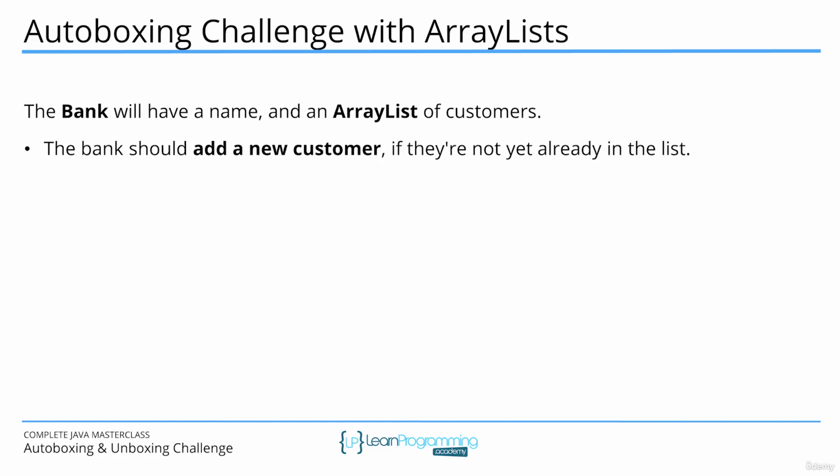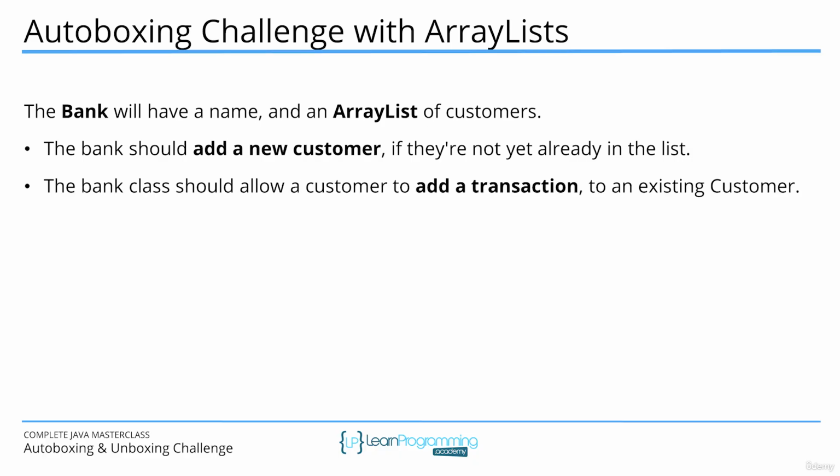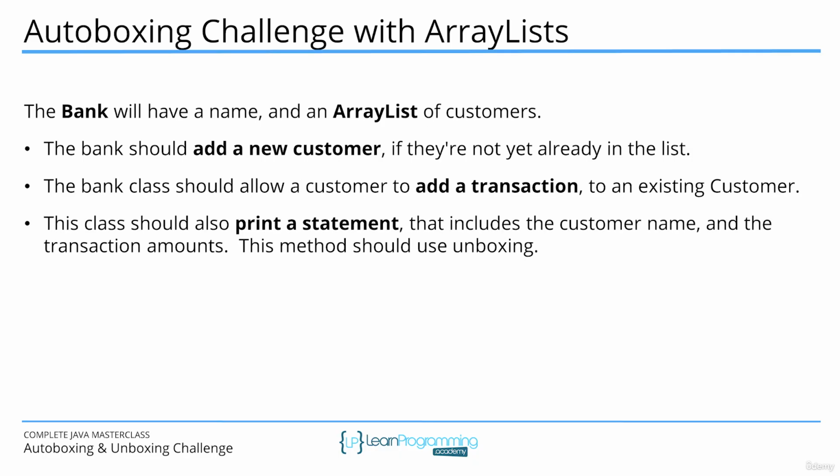The bank should add a new customer if they're not yet already in the list. The bank class should allow a customer to add a transaction to an existing customer. This class should also print a statement that includes the customer name and the transaction amounts. This method should use unboxing. Hopefully that's fairly clear, but also gives you a little room to be creative.